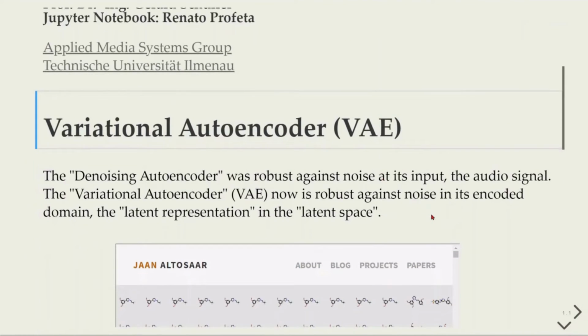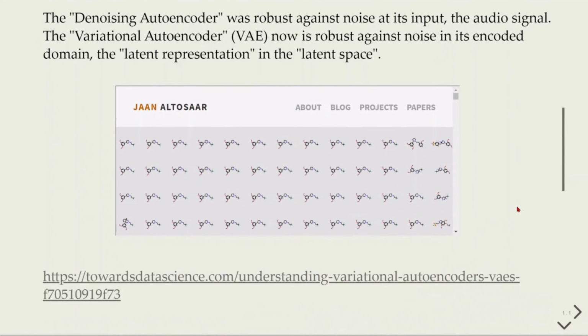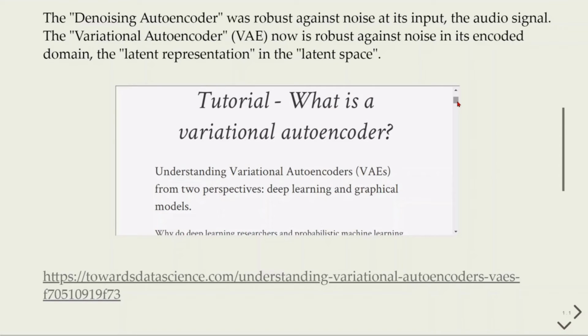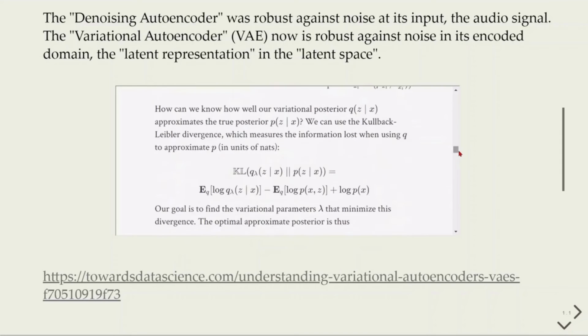So the denoising autoencoder that we saw last time was robust against noise at its input, the audio signal. This time the variational autoencoder is robust against noise in its encoded domain, what is also called the latent representation in the latent space. Here you can find a very nice tutorial about what a variational autoencoder is. There are very interesting explanations, and also at this link you find another very interesting tutorial, understanding variational autoencoders.